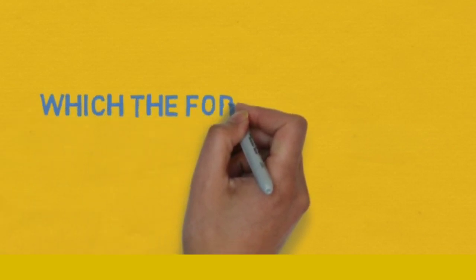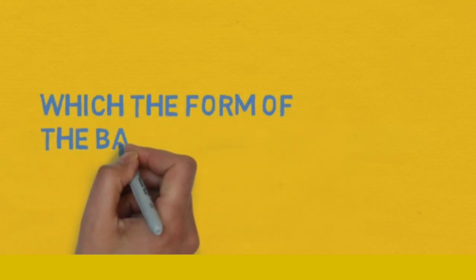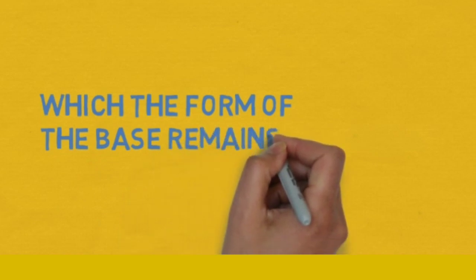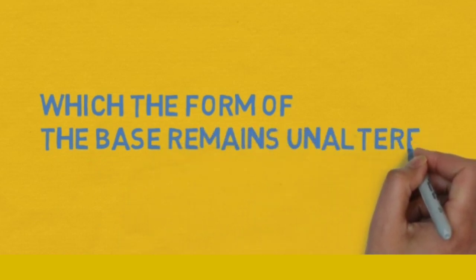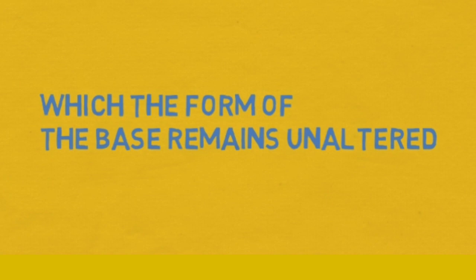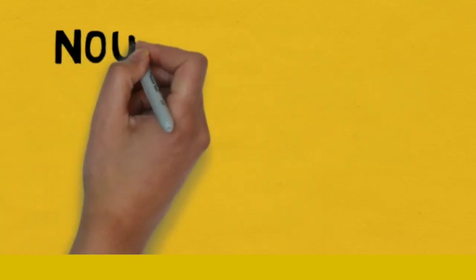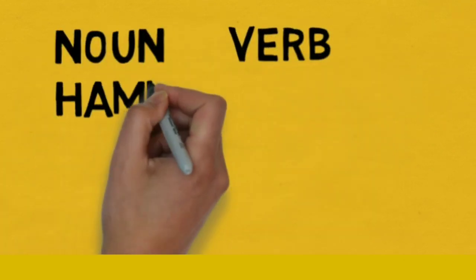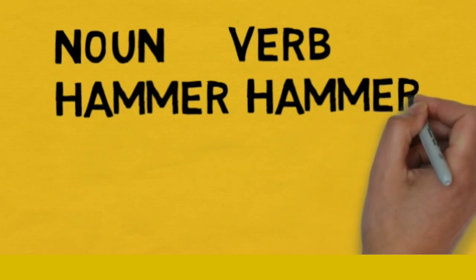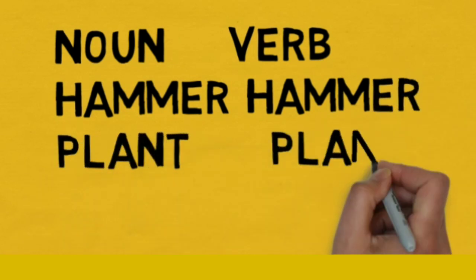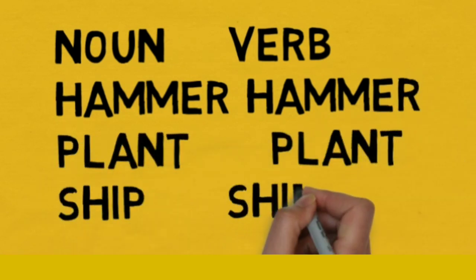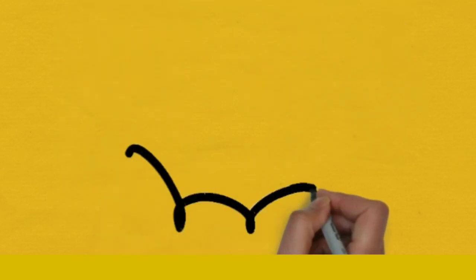Conversion is where the form of the base remains unaltered. For example, noun and verb have the same meaning and the same sound: hammer, hammer; plan, plan; and ship, ship.